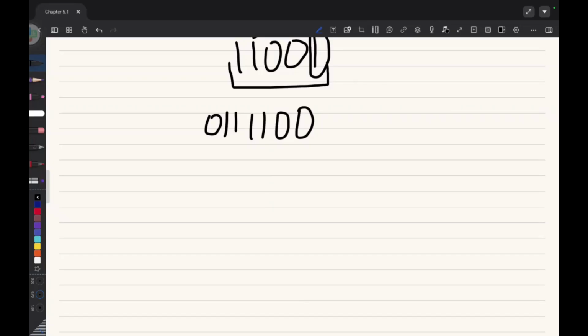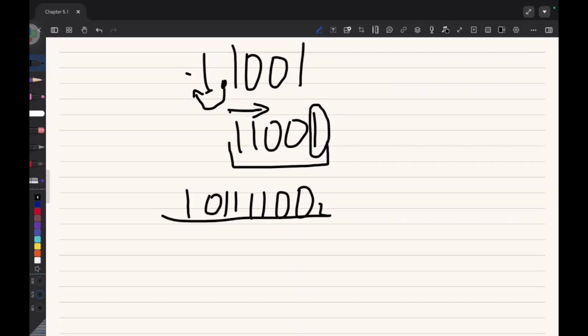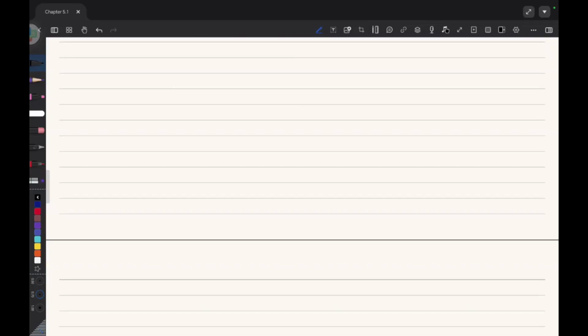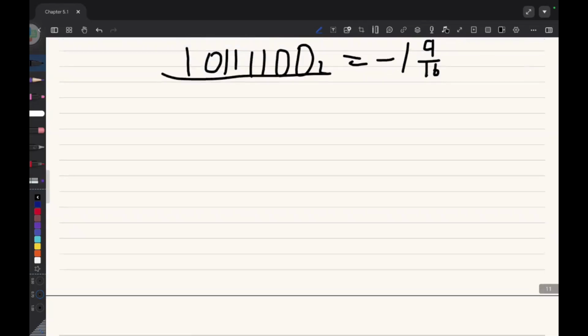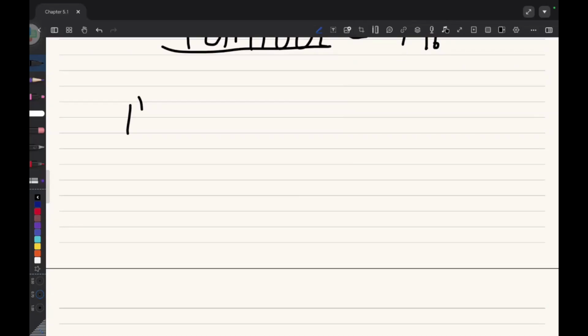0 1 1. Then this is going to be 1. This is going to be possibly our representation of -1 with the 9/16. All right, now let's move to this thing. What is it called again? Ones complement. Yes, it's called the ones complement.